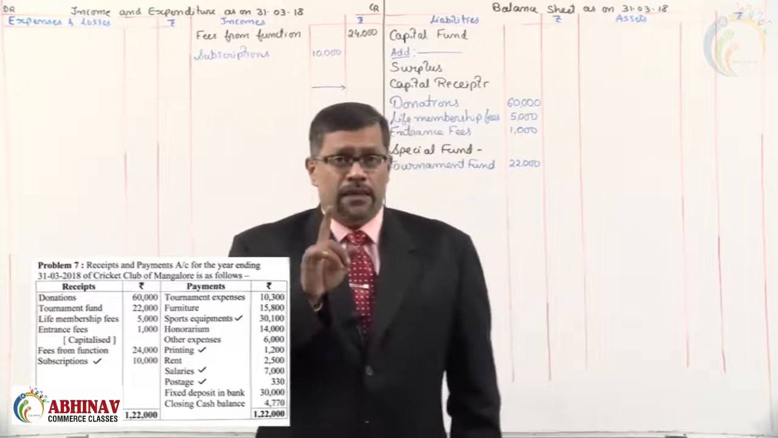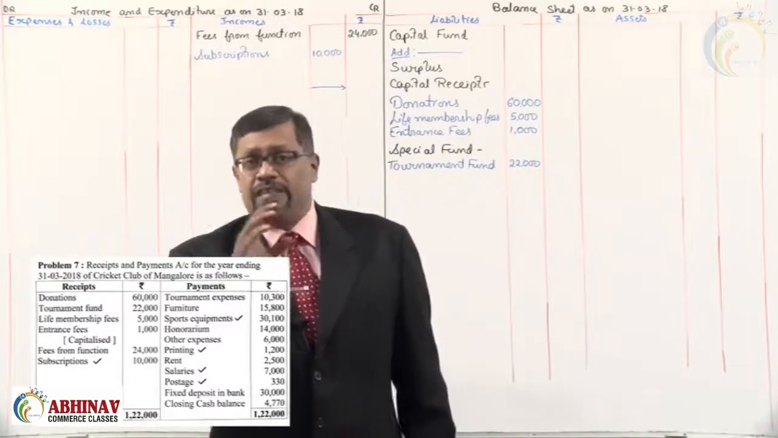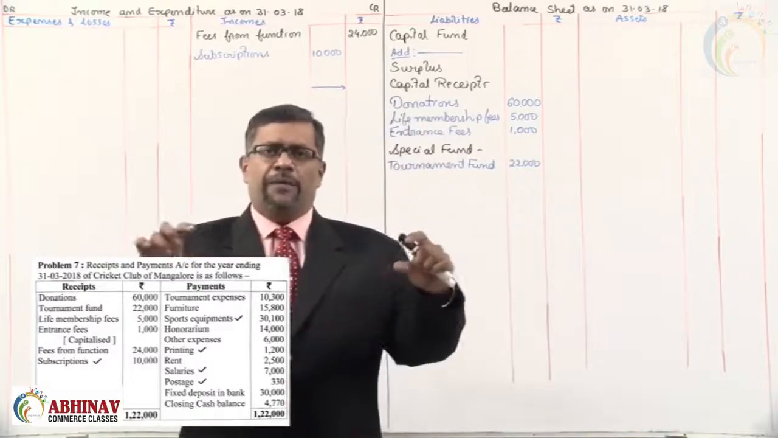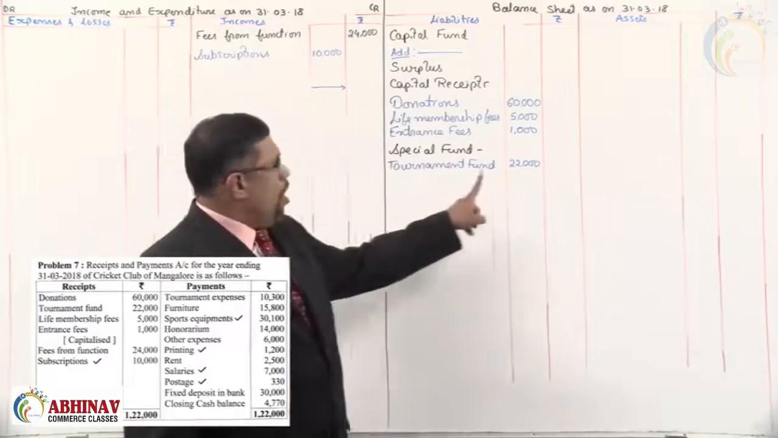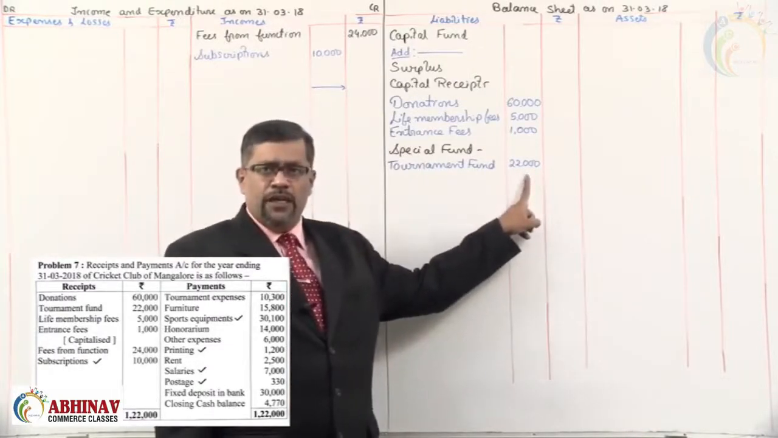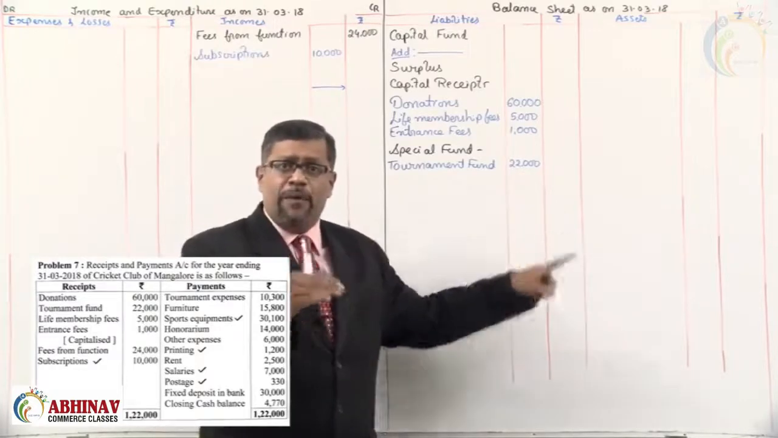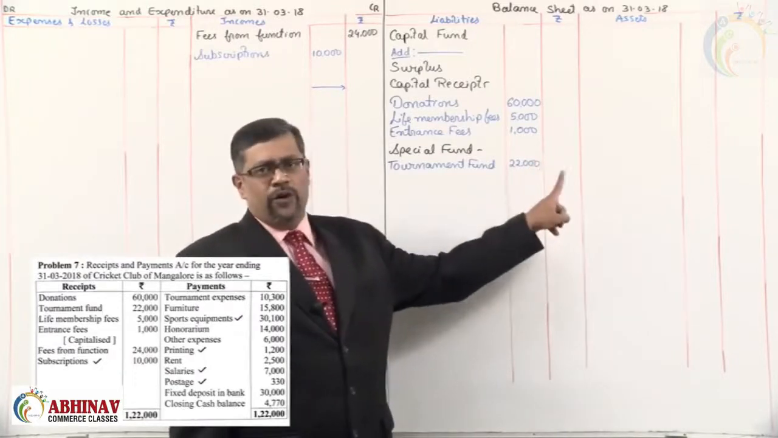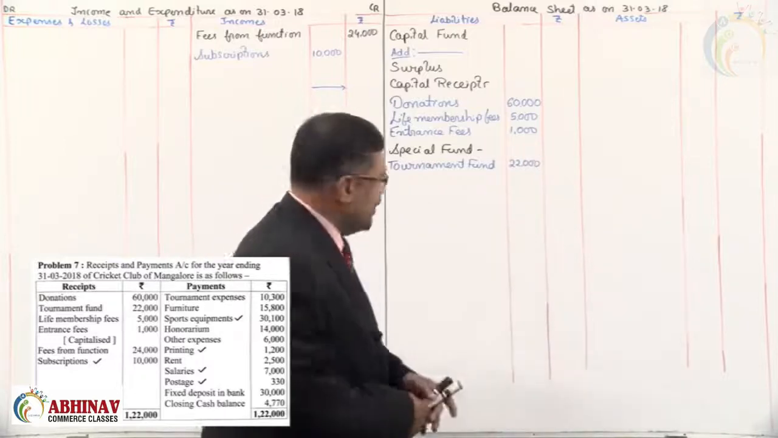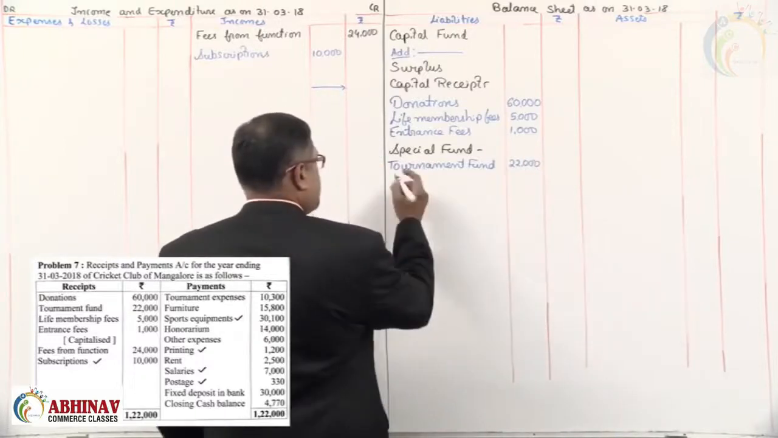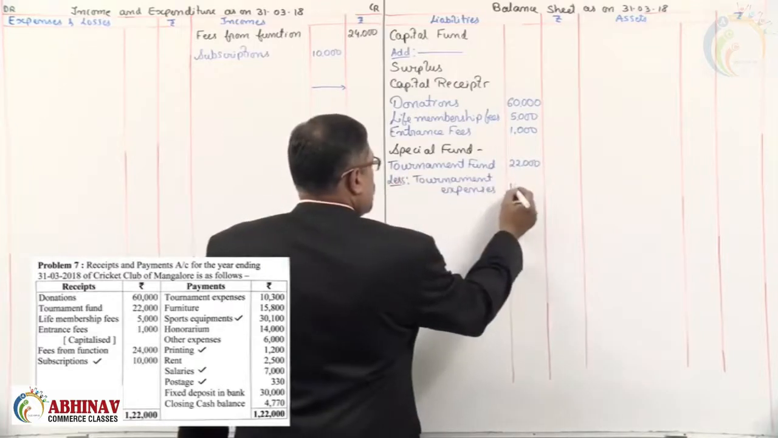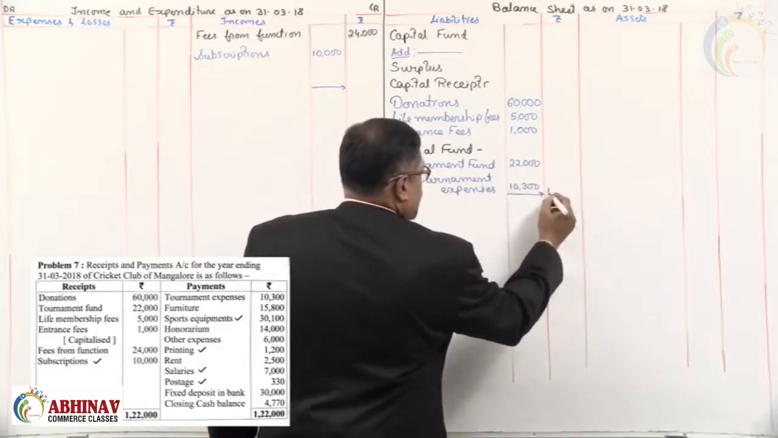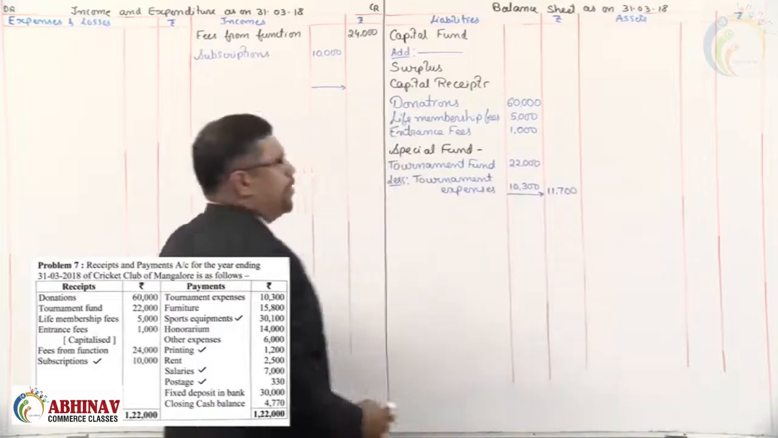The payments, if it is recurring or revenue expense, go in the account; capital expense in the balance sheet. Tournament expenses here. Already the fund is taken, 22,000. Of this fund, 10,300 is the amount that we have spent. Let us minus it from the fund and show the remaining amount in the outer column as the remaining fund balance less tournament expenses. Rupees 10,300 minus this and show 11,700 in the outer column.